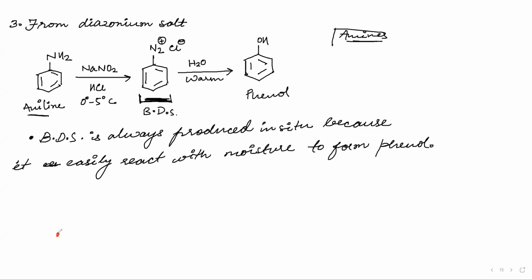Now, what is the problem for this one? In this one, it is condition dependent. For example, this 0 to 5 degree, you have to keep the environment at 0 to 5 degrees. You have to have some water bath in which there is some ice, and you have to prepare the sodium benzene diazonium salt at 0 to 5 degrees Celsius. So it is condition dependent.